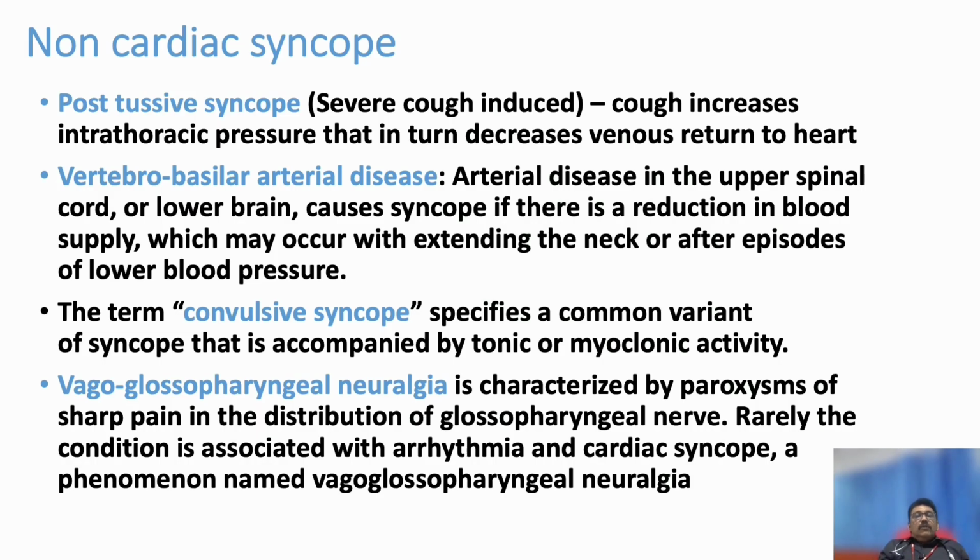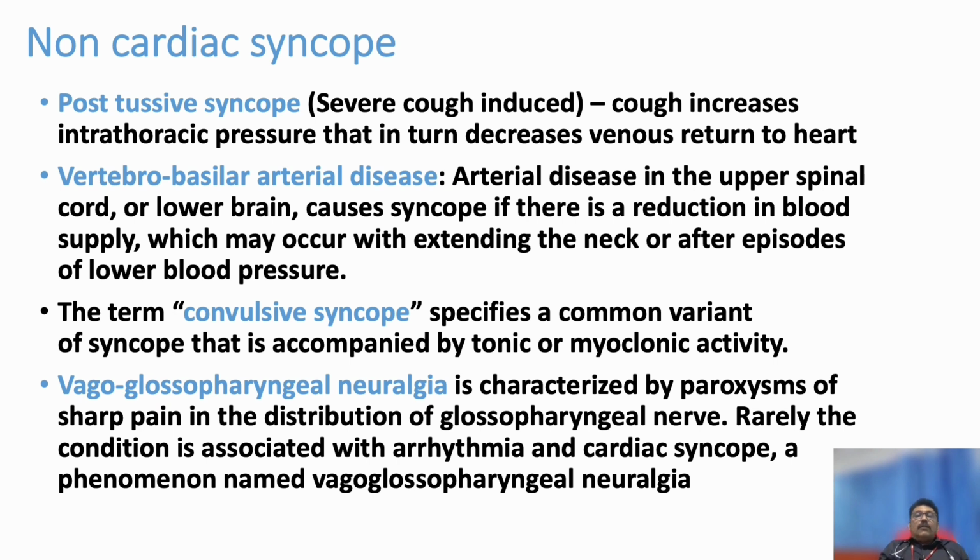Now, non-cardiac syncope: post-tussive syncope. Some patients, after an upper or lower respiratory infection, can have severe, continuous cough, like whooping cough. You might have heard about whooping cough. During that period, the intrathoracic pressure increases, and that prevents venous return to the heart. Blood can pool in the lungs, so there is poor return to the heart. The patient develops reduced cardiac output and syncope. Here, controlling the cough itself will relieve the symptoms.